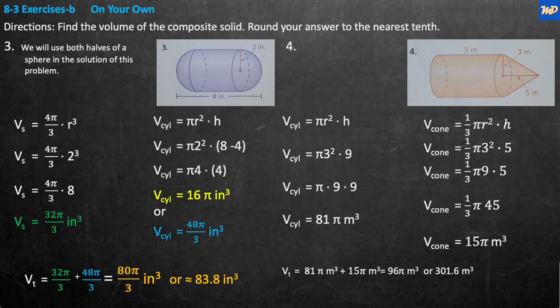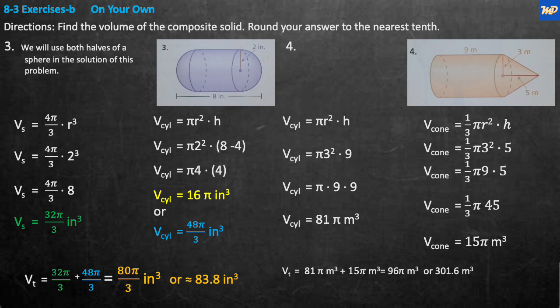Okay, now that you've had some time to do these, it looks like we have 4 problems to work here, because problem 3 has 2 pieces and problem 4 has 2 pieces. It says find the volume of the composite solid and round your answer to the nearest tenth. On 3 here, we'll use both halves of the sphere in the solution of this problem, because this is like a ball cut in half on one side and a ball on the other side. So it's 2 hemispheres, which makes up an entire sphere.